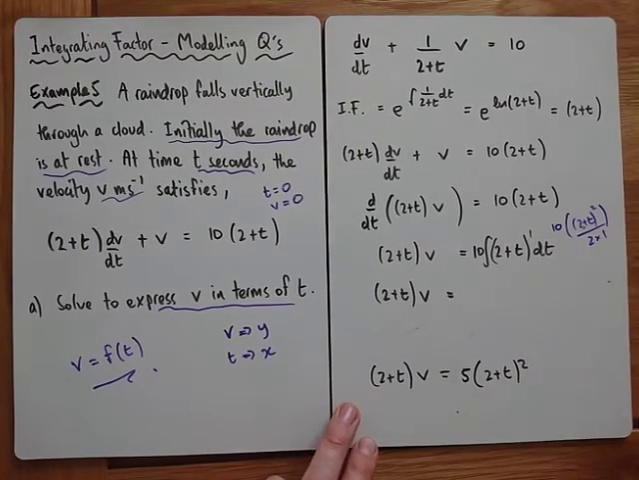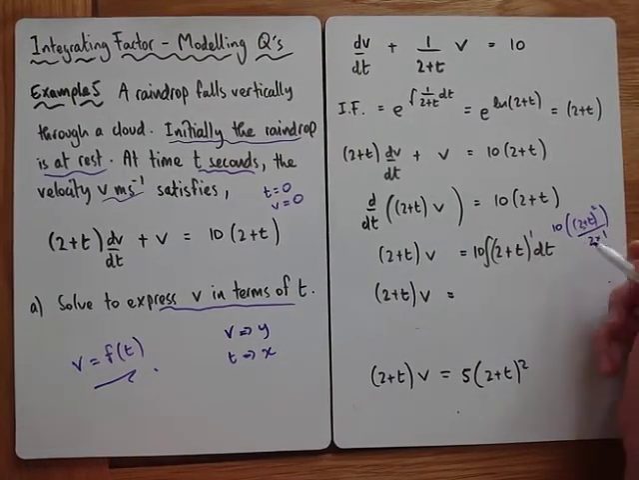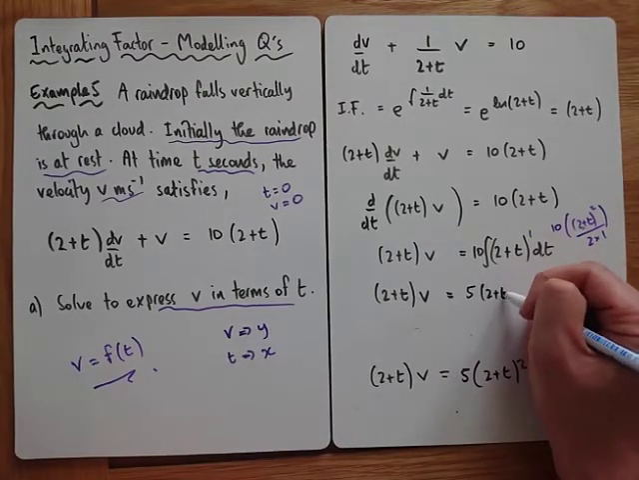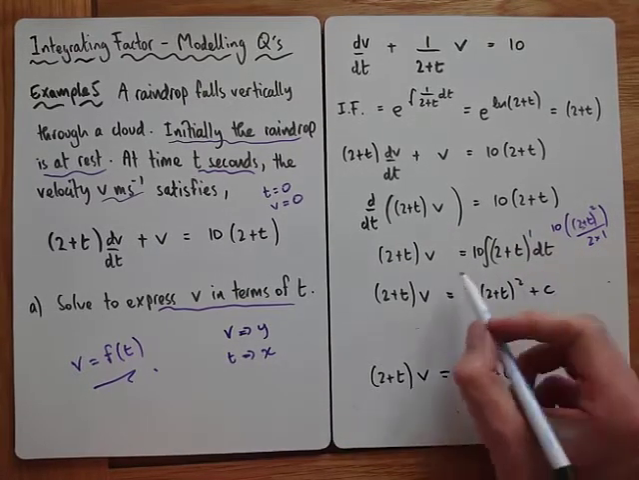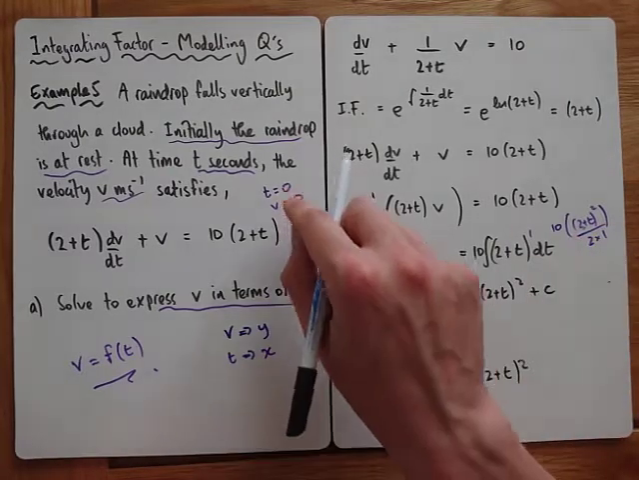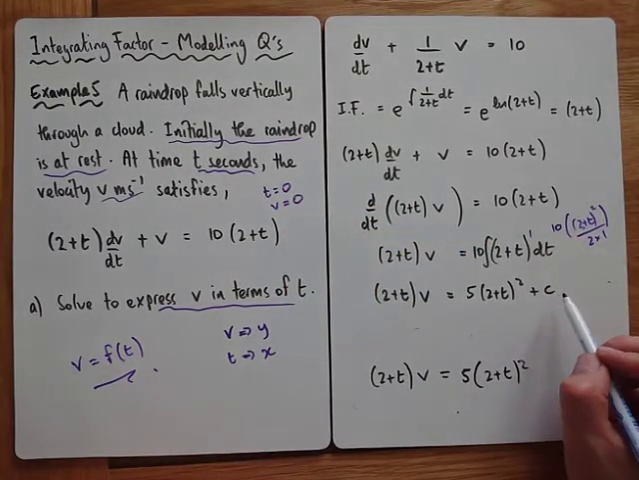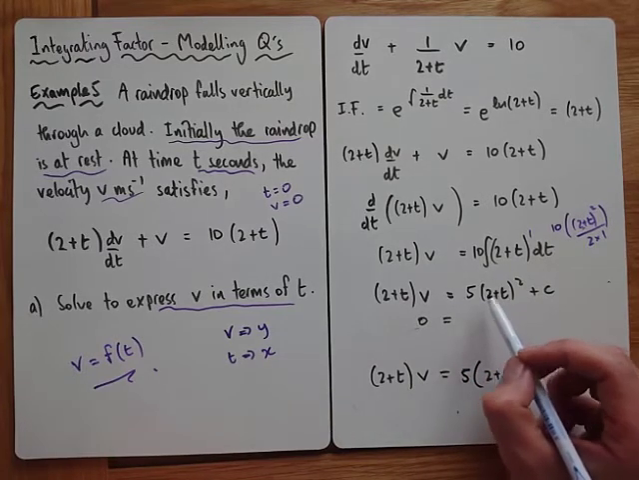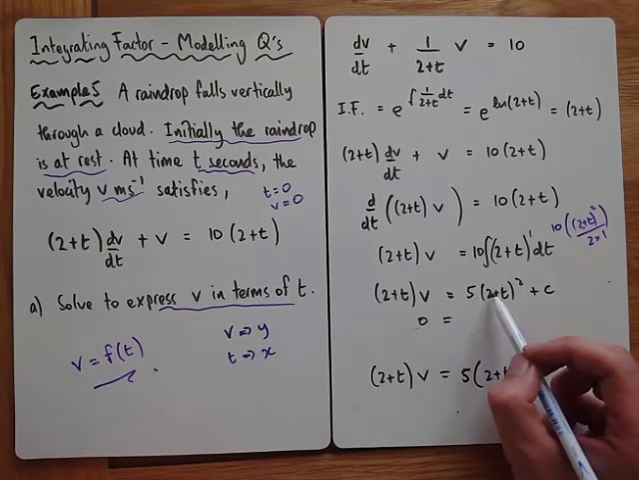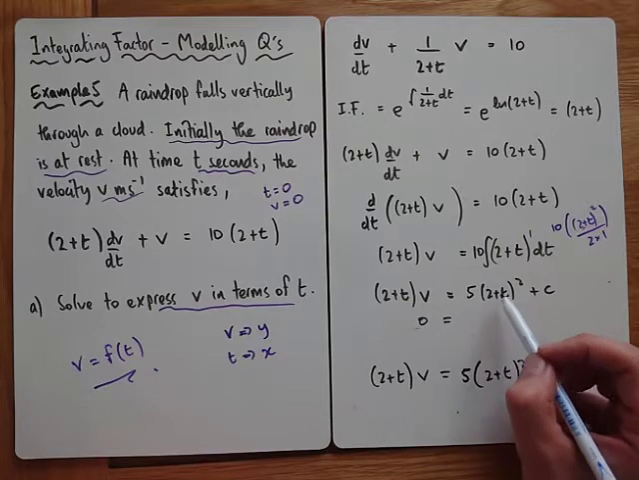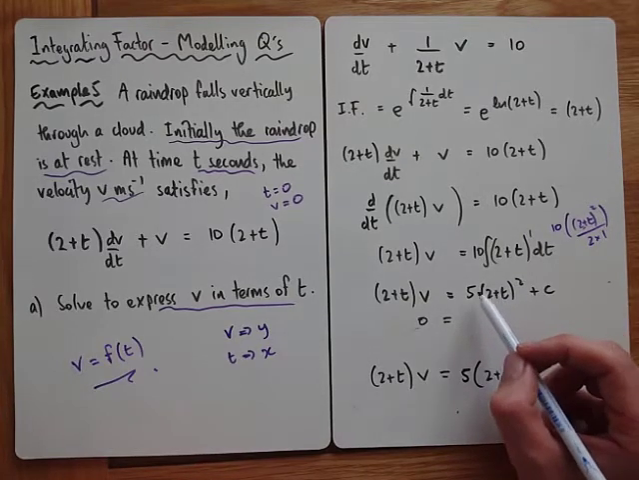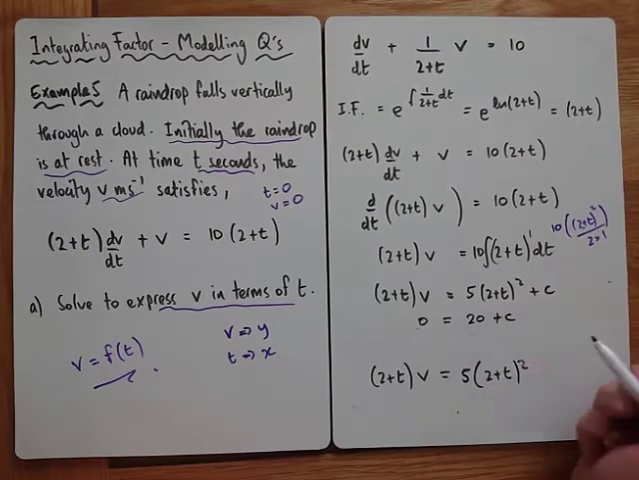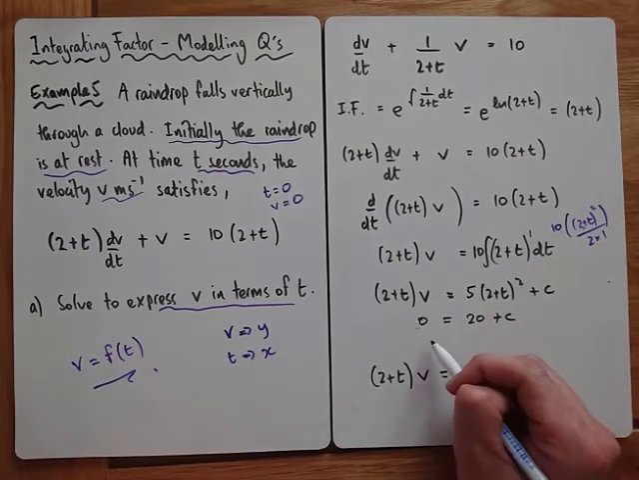So if we'd done it this way, and written that as 5 lots of (2 plus t) squared plus a constant, in that form, when you sub in t equals 0, v equals 0, you do get a constant, so you get 0 on that side. And that would be 2 squared, because in this form it's different, isn't it? So that would be 4 lots of 5, which would give me 20. So we end up with c being minus 20.